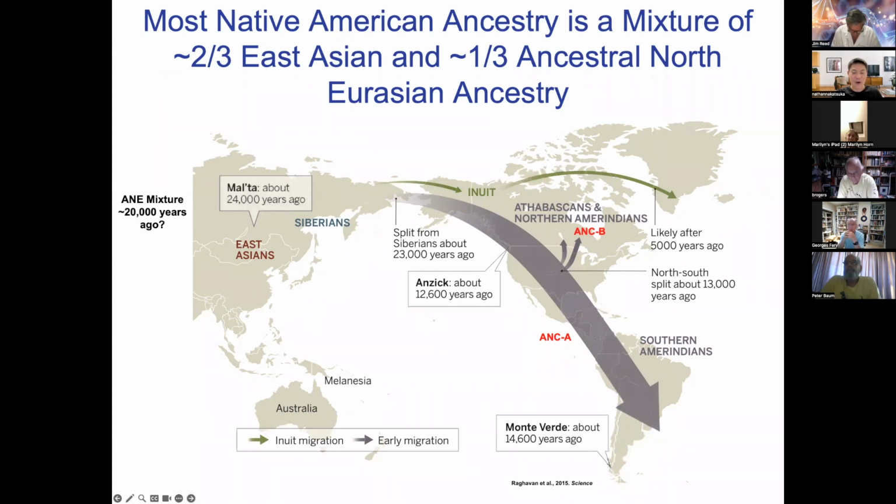And in the north is some additional East Asian ancestry in some of the northern groups like the Inuit and Aleutian Islanders, which is due to additional gene flow that came from East Asia and from Siberia.